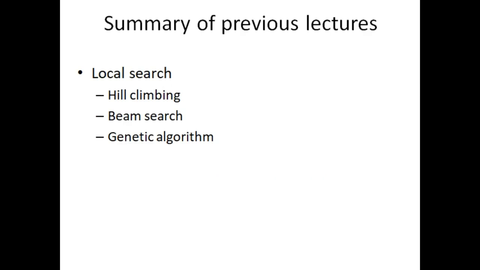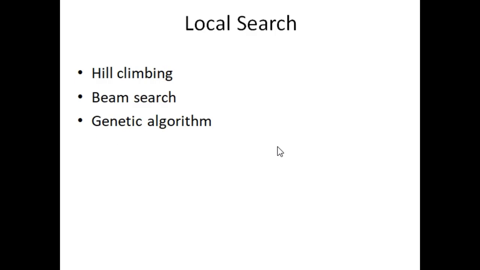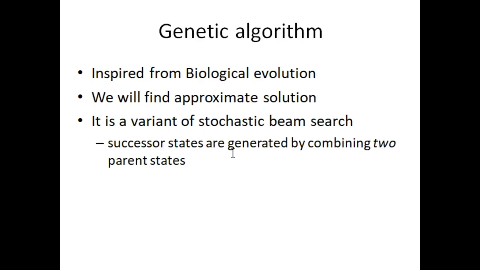So we are covering the local search technique. There are three different types of this search technique: hill climbing, beam search, and genetic algorithm. We talked about some basic concepts of genetic algorithm in our previous lecture. So here are some basic concepts.